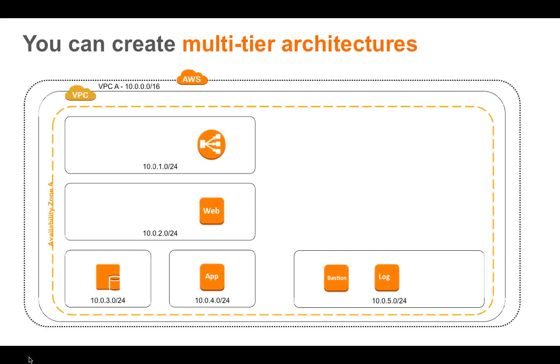Now let's elaborate a little bit more on VPC. Basically, using VPC, you can easily create multi-tier architectures for your applications. So in this example, we have on the top, within the VPC, one subnet where we have load balancing, for example. The second subnet has web servers. Then you have database servers, application servers, and maybe bastion hosts or jump hosts and log servers in a further subnet, isolated from the rest.